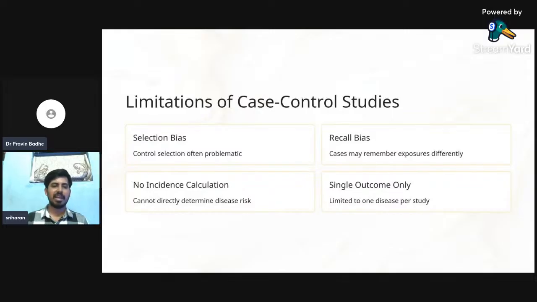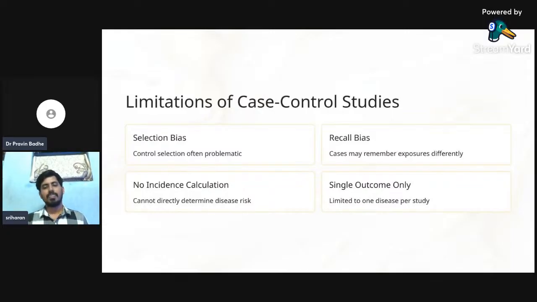Limitations: like all observational studies, the major one is confounding, and another one is selection bias. There is also recall bias, where patients may miscommunicate. There is no incidence calculation here, unlike in a cohort study where incidence is calculated. New cases cannot be taken in a case control study, only old cases.